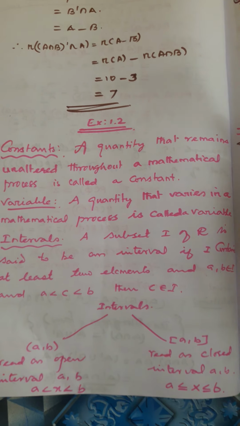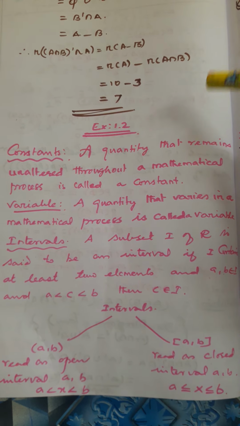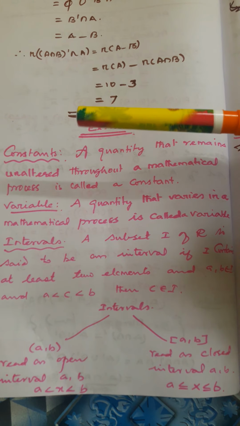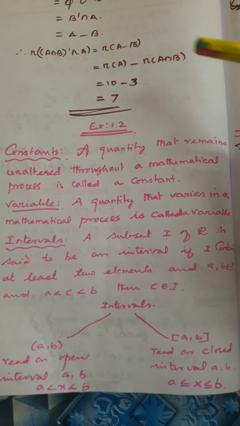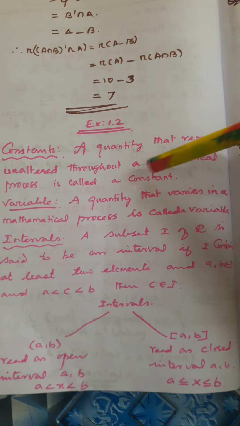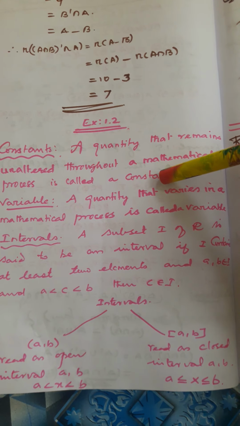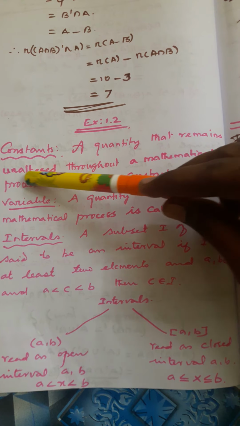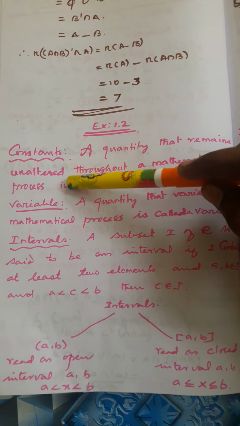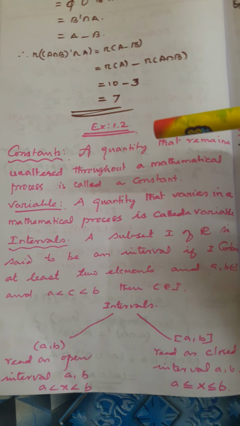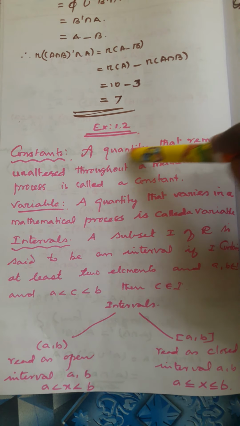So here, first you have some definitions. This you have in your lower class also. The first one, constant: a quantity that remains unaltered throughout a mathematical process is called a constant. So no change in your process. Unaltered is nothing but no change. So that is your constant. So your question is define constant, and this is your answer.